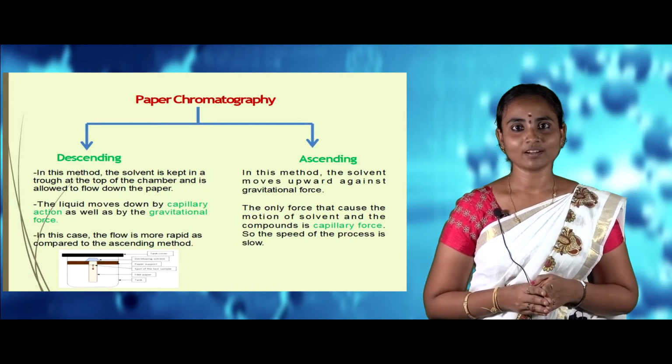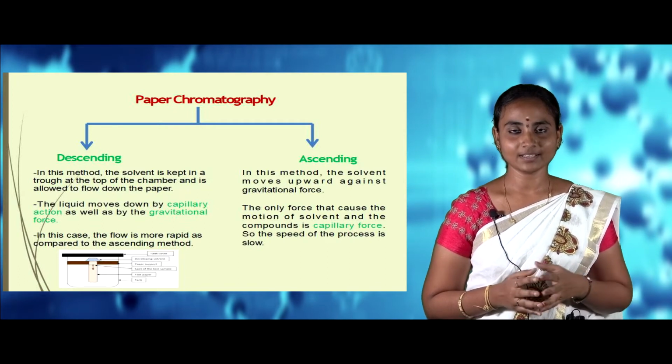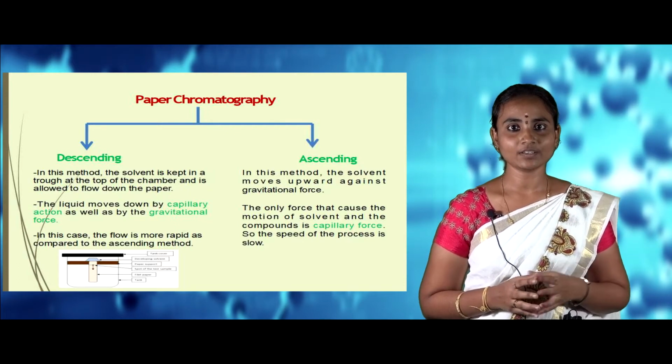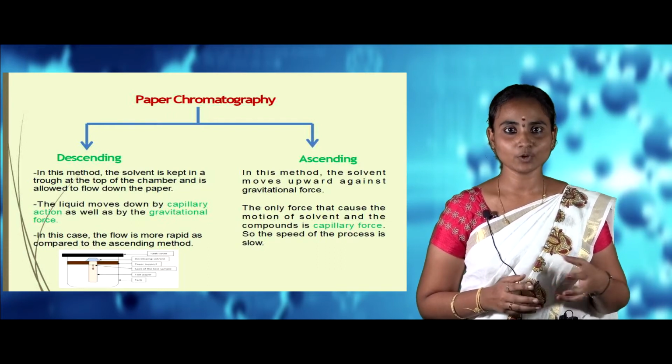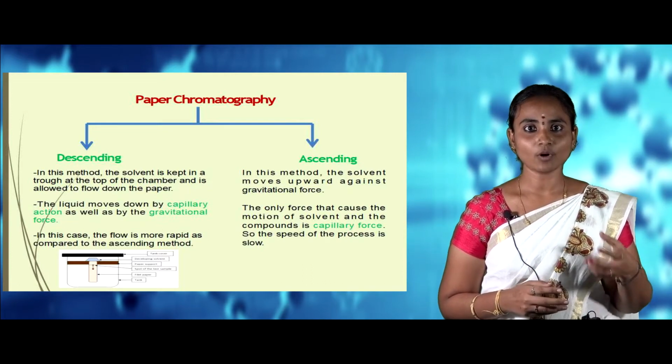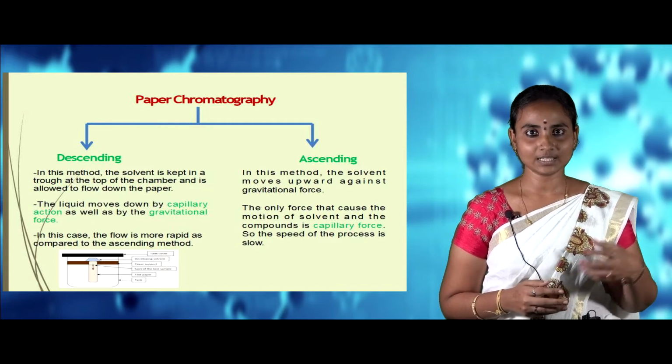Paper chromatography of descending order is represented in this diagram. In this diagram, the chamber contains the solvent trough above the top surface of the column, which is continued with the cellulose matrix holding the spot of sample. Whenever the solvent moves down in the descending order, the spot also carries the compounds in the descending order.